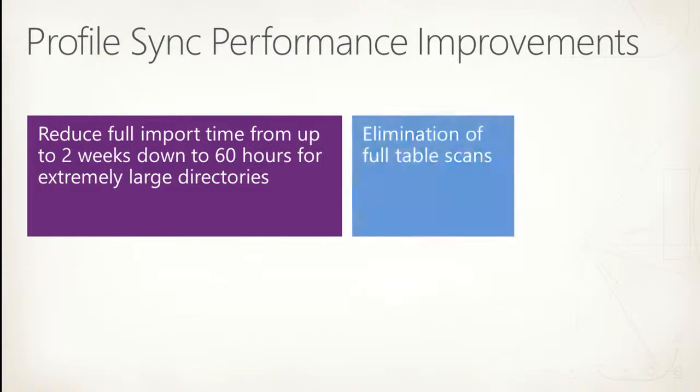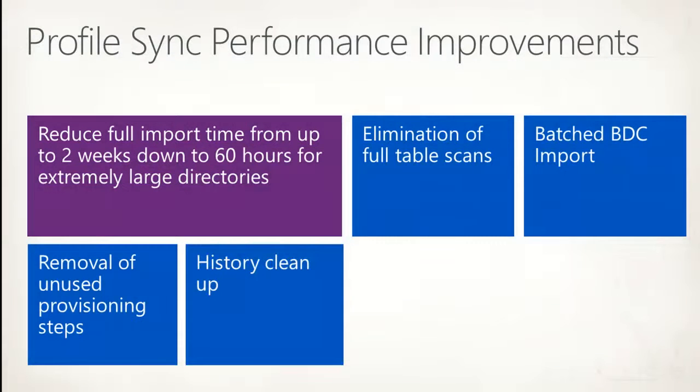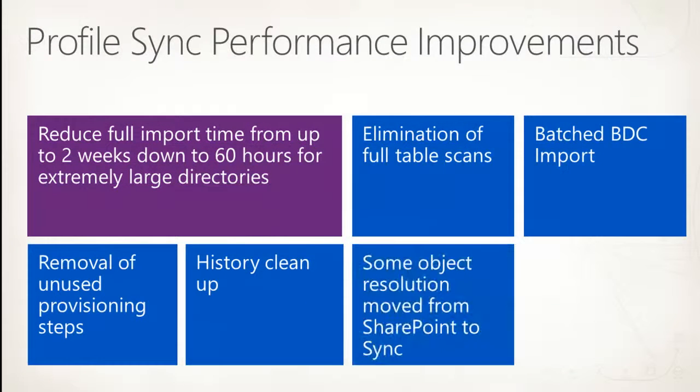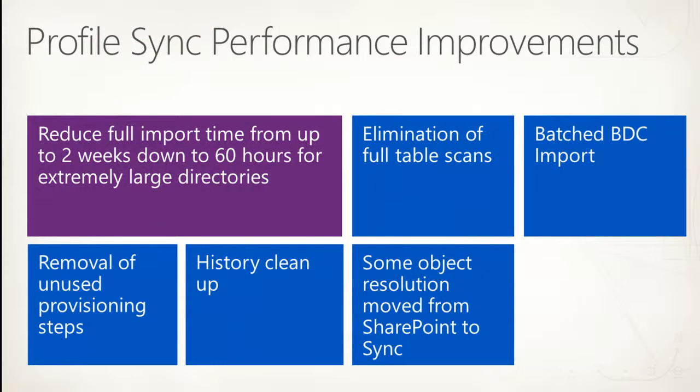So some of the things that have been done to help reach that goal are listed on this slide. Now, I won't talk about all of these, but things like the BDC import is now batched up, so we're not doing one at a time and doing a connection each time. We now have the history cleanup, so we no longer have a sync DB that's continually getting way too big and thus negatively impacting performance. And we have less provisioning runs inside the sync engine as well.